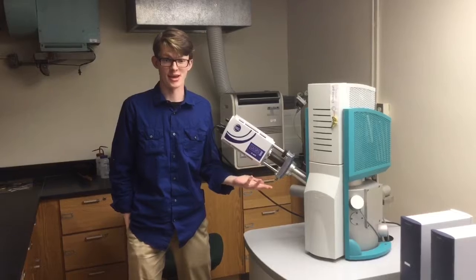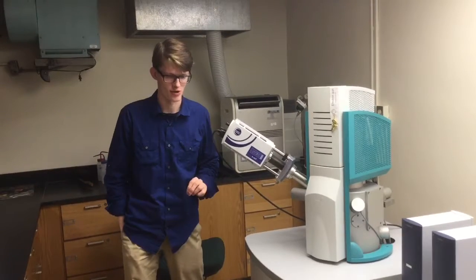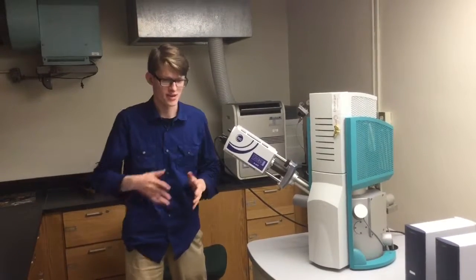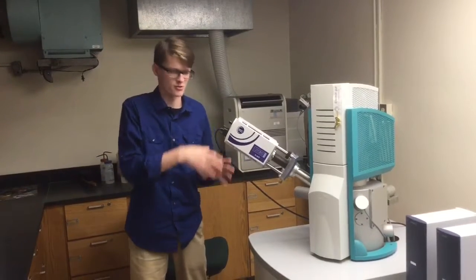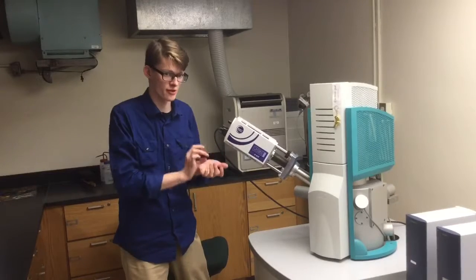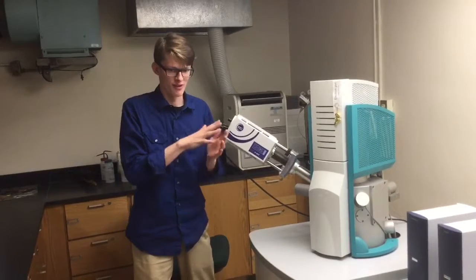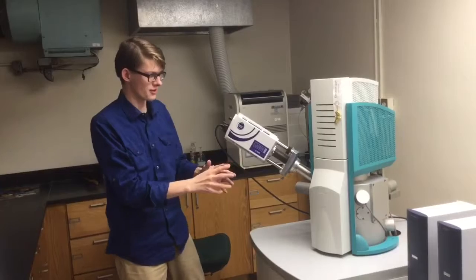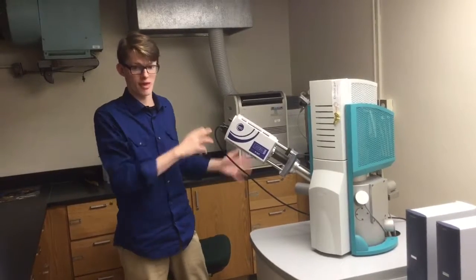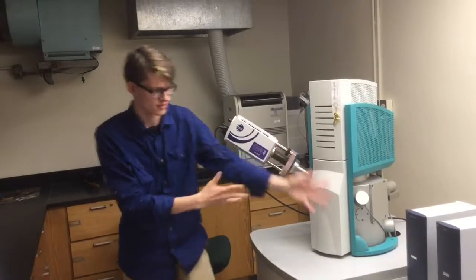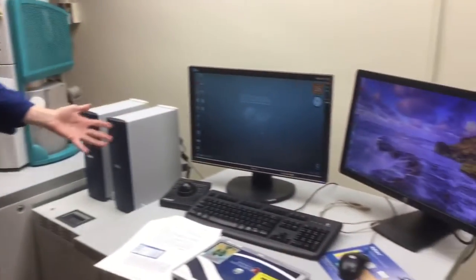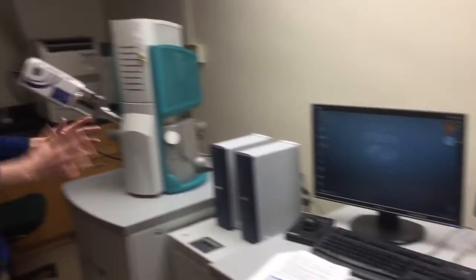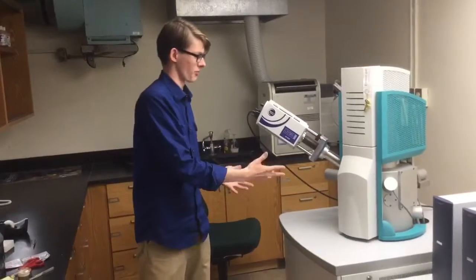Alright, this is our SEM, which stands for the Scanning Electron Microscope. We use it to direct a beam of electrons to a sample which contains very small nanoscale structures, and based off the electrons that bounce off from that sample, we can reconstruct an image using this complicated computer bank and view it on the screen and collect these images so we understand what's going on with our samples that we make in the lab.